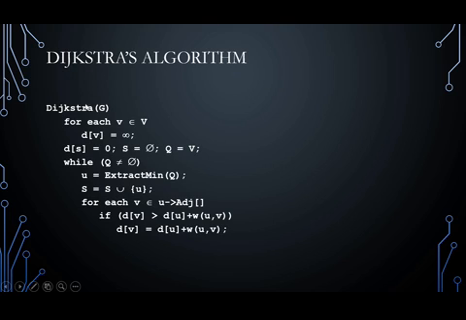So in form of a pseudocode, if at all I write the Dijkstra's algorithm, Dijkstra graph or the network G is the input. For each vertex V in the vertex set, D of V is equal to infinity. So I am initializing with the upper bound. Then D of S is equal to 0. For a particular source S, I am setting the distance to be 0.